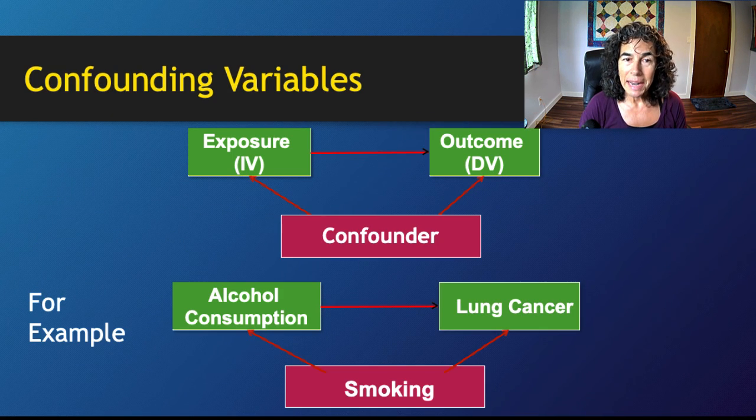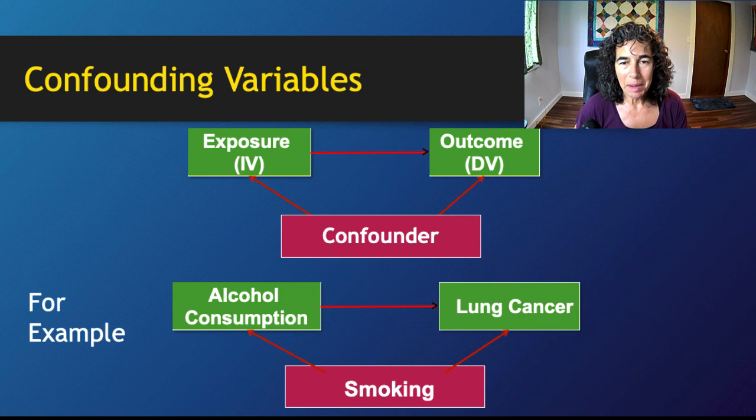All right, our next term is confounding variables. And confounding variables are anything that can act on a participant in a study that is not the independent variable, right? So it's not the treatment, it's anything else, and it changes the outcome of the study. So they're variables that confuse the outcome of the study.